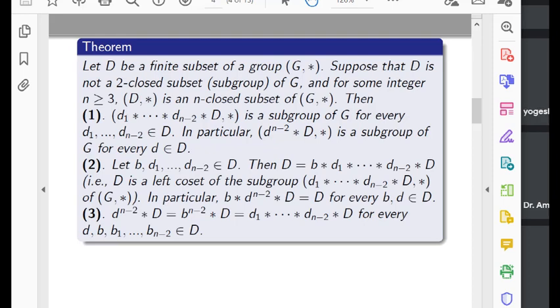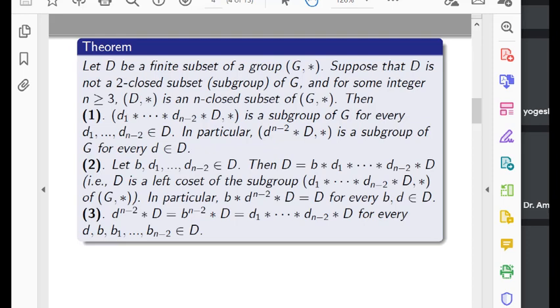Just choose randomly D1 up to Dn minus 2 elements in D and form this set here in 1. D1 star, then this becomes a subgroup. Okay? If you look at number 3, what does it say? That D to the n minus 2 star D is the same as D to the n minus 2 star D, okay?